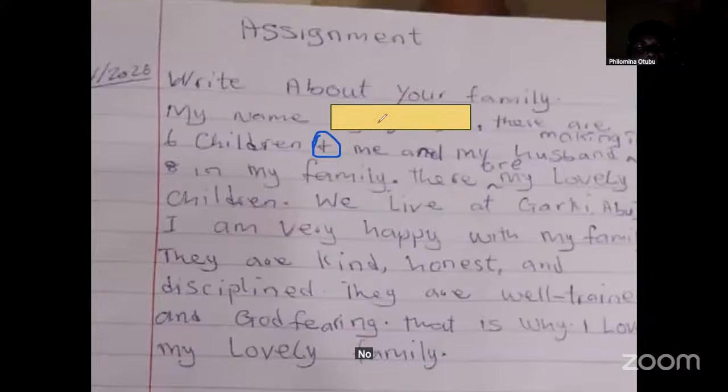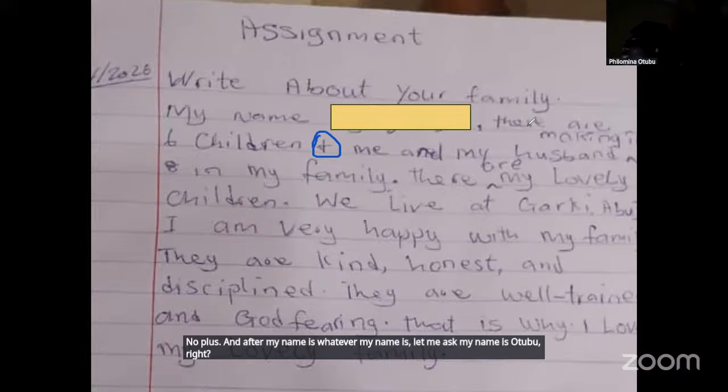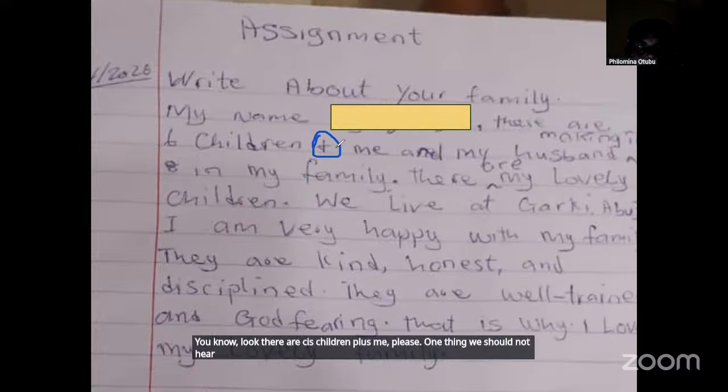And after my name is whatever my name is, let me ask, my name is Otubu, right? My name is Otubu. I'm from a family of 4, or I'm from a family of 5. You know, not there are 6 children plus me. Please, one thing we should not hear, don't use mathematics symbols in your writing.